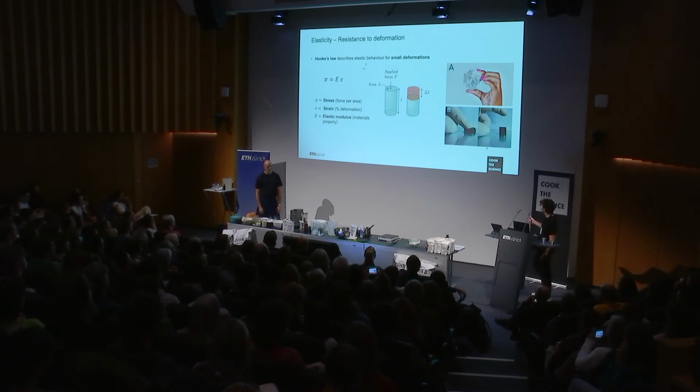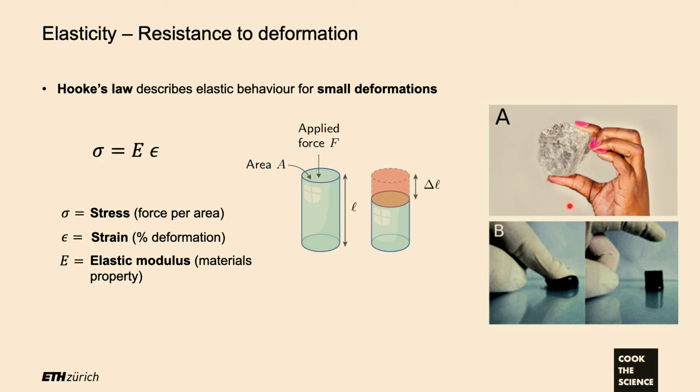So a material like, for example, diamond is very hard, so it has a very strong elastic modulus and deforms very little, whereas a soft material like, for example, rubber or dough deforms much more readily and has a much smaller elastic modulus. So this is how we think about elasticity in the simplest setting in physics.